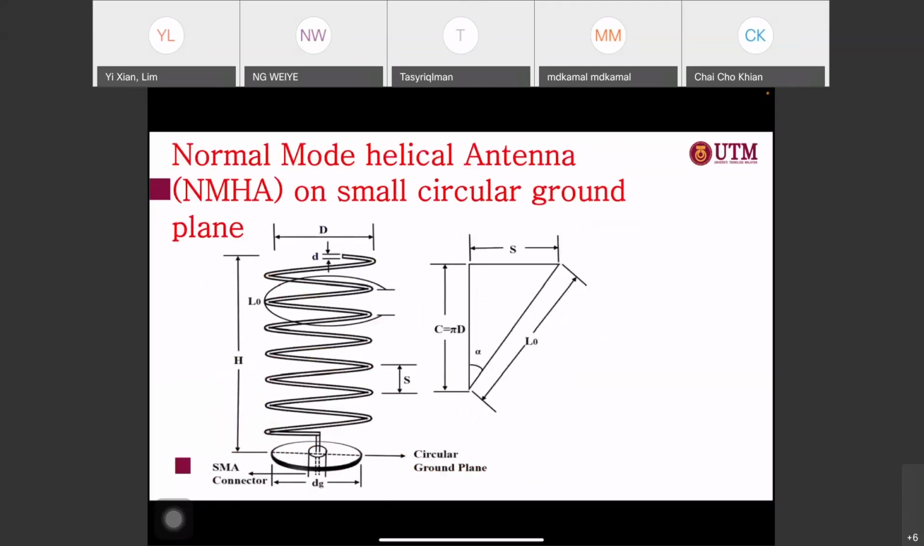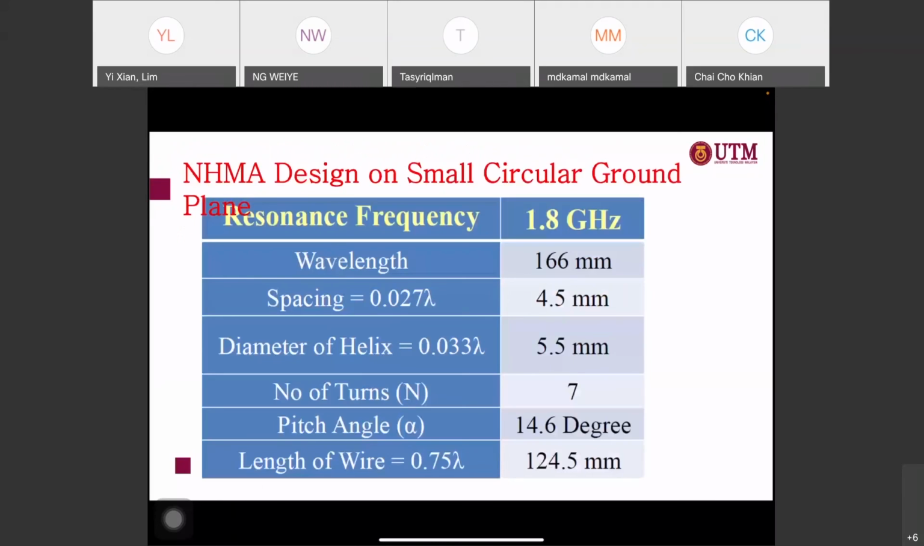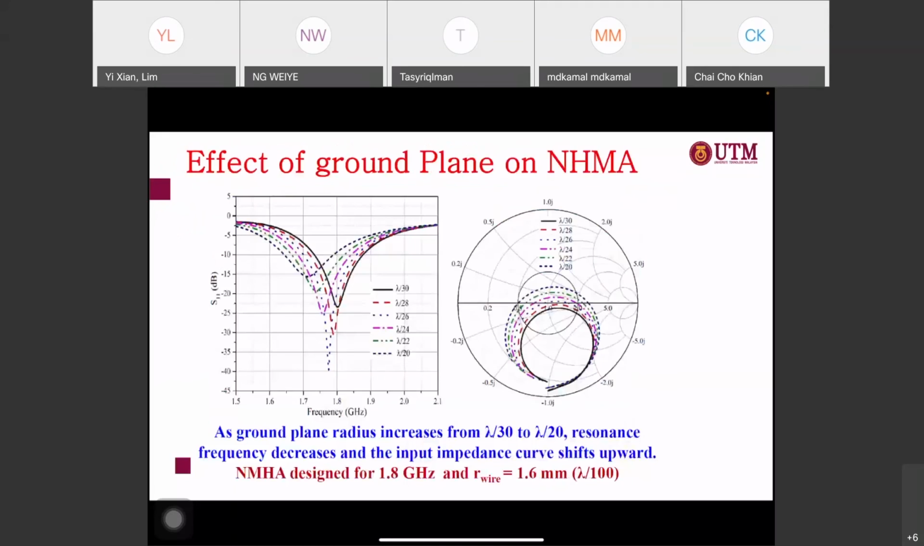It depends on you how you want to design the antenna itself. These are some of the specifications that you can get from here. And then this one just shows the effect of the ground plane and so on.